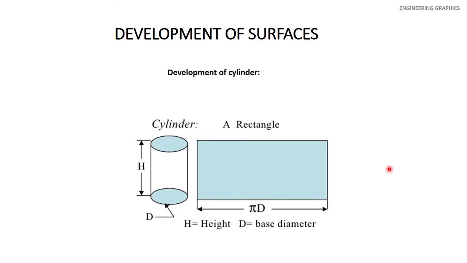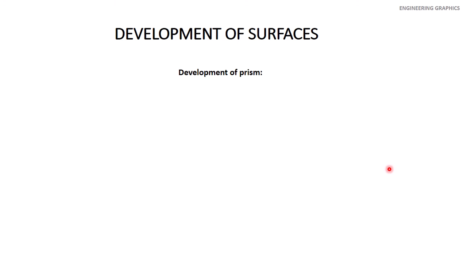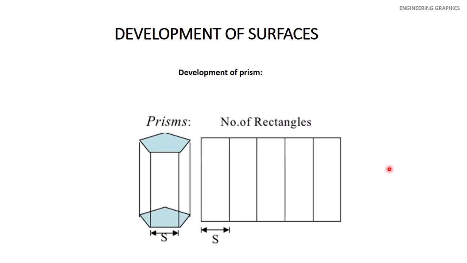Second is development of prism. So look at this example. We have a pentagonal prism, and suppose the edge of its base and top is represented by S. So how many rectangular faces are there in this prism? This is a pentagonal prism, so the faces are 5. And these faces have height equal to this edge, and the base is S.